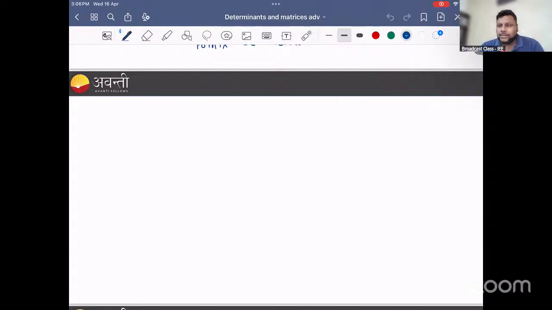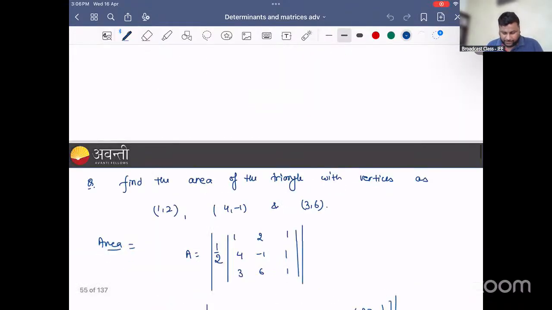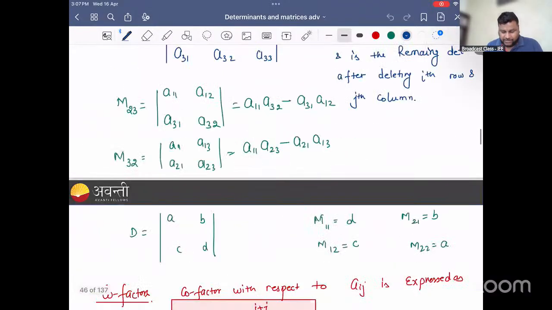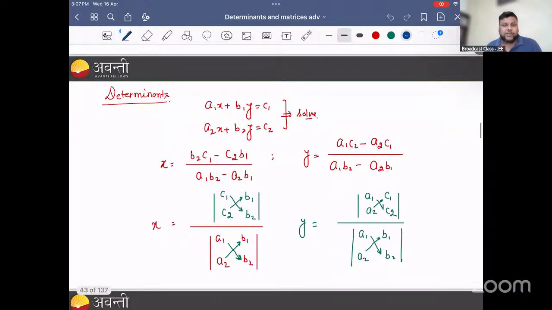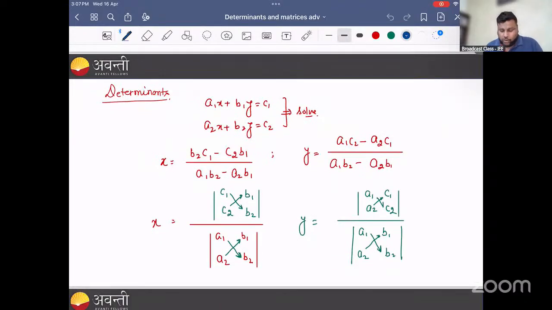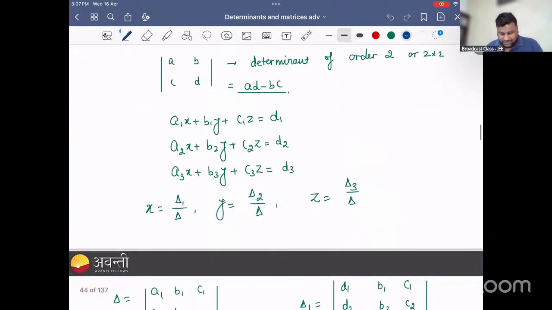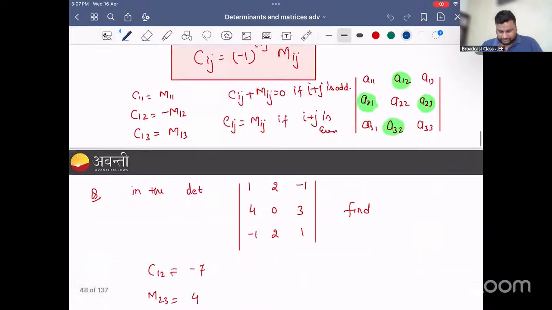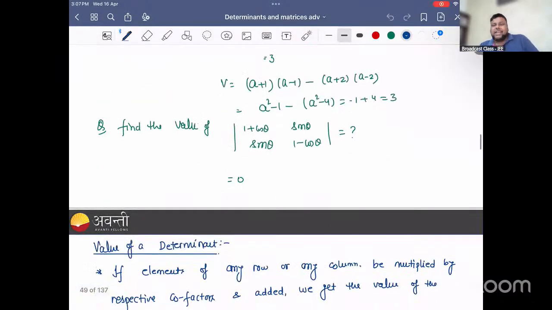All right. So, in yesterday's class, we have been doing determinants. And we got to know what is a 2 by 2 determinant. Then we got to know, say this is a 2 by 2 determinant. Then I told you about the 3 by 3 determinants. Then minors of the elements of a determinant. Then cofactors of the elements of a determinant. Yes or no? Then we have done the value of the determinant.